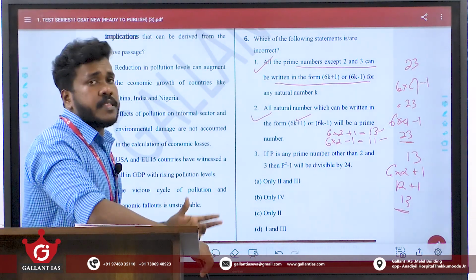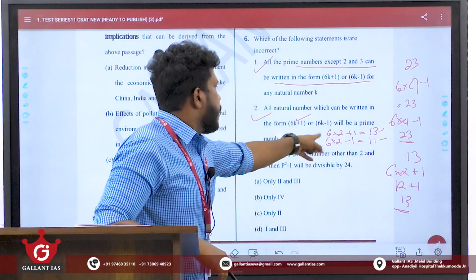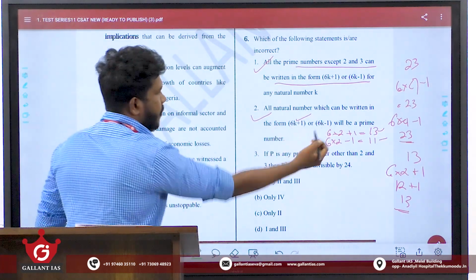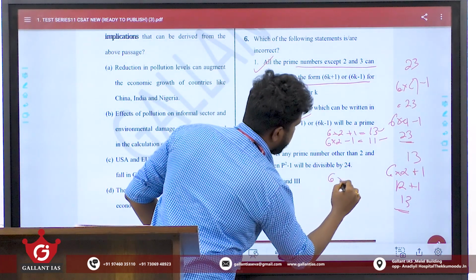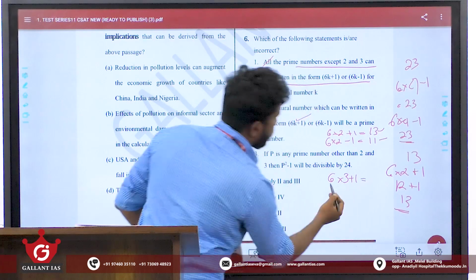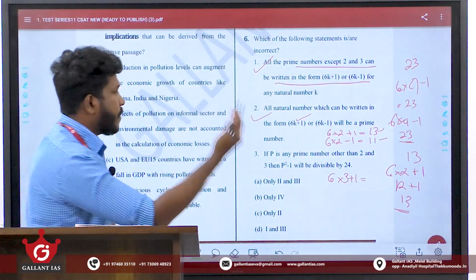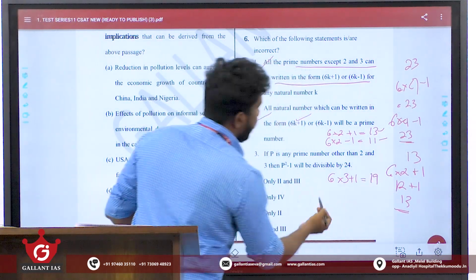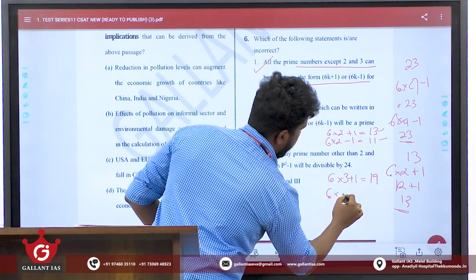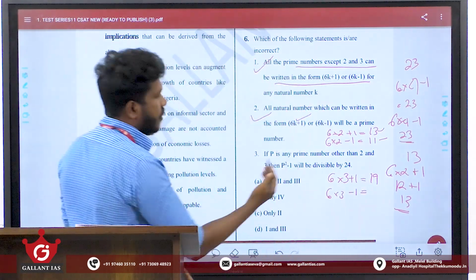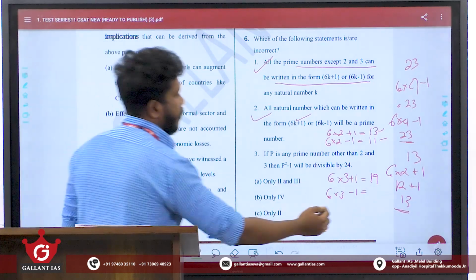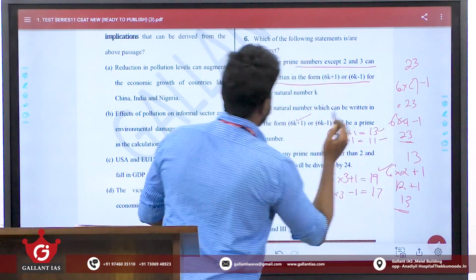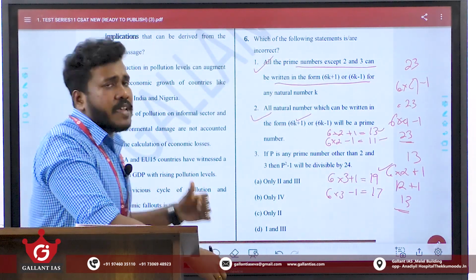Now assume the value 3 for k. Then 6 into 3 plus 1: 6 threes are 18, plus 1 is 19. And 6 into 3 minus 1: 18 minus 1 is 17. Again, you are getting a prime number. So maybe this statement 2 can be correct.